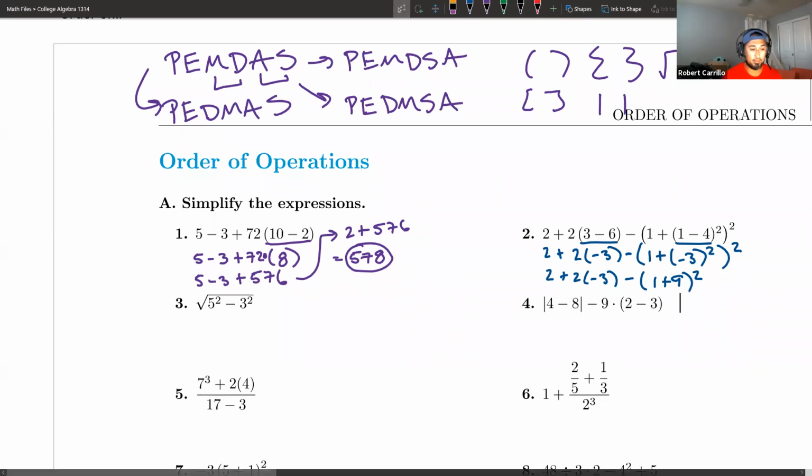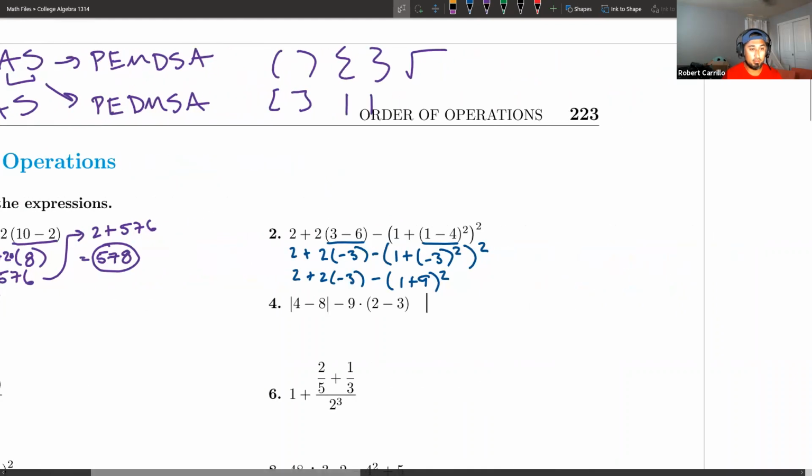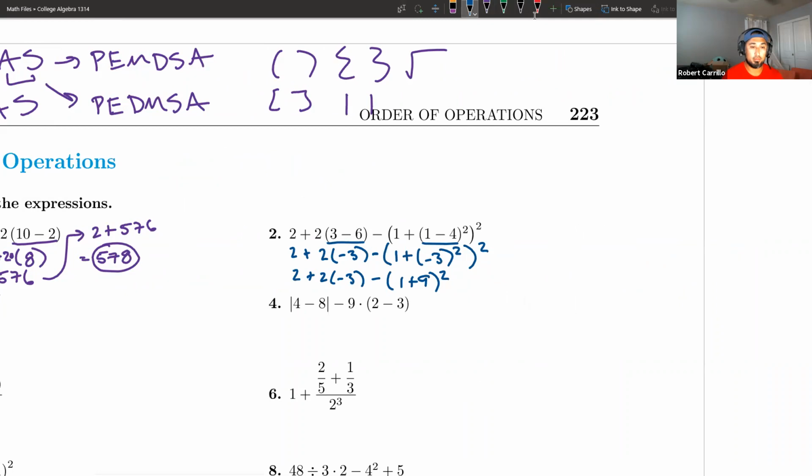Okay. Move over. There we go. Show my path here. And we're still working left to right. We still have to work inside these innermost parentheses. So it's still 2 plus 2 times negative 3 minus 1 plus 9, which is 10, and you're squaring that.